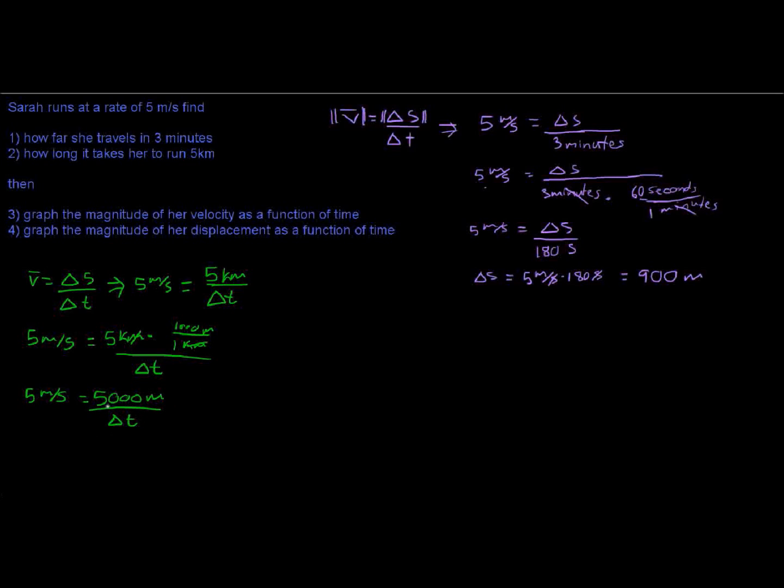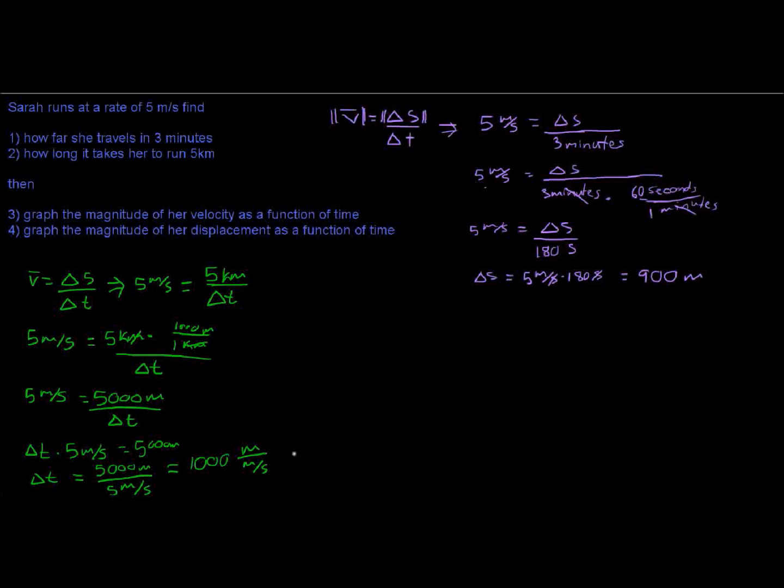So now we just have to do a little bit of algebra. We can say delta t times 5 meters per second is equal to 5,000 meters, and that our change in time is going to be equal to 5,000 meters divided by 5 meters per second. And the 5,000 over 5 is easy. It's just 1,000. But let's take a look at our units. So we have meters divided by meters per second. So we have 1,000 meters divided by meters per second.